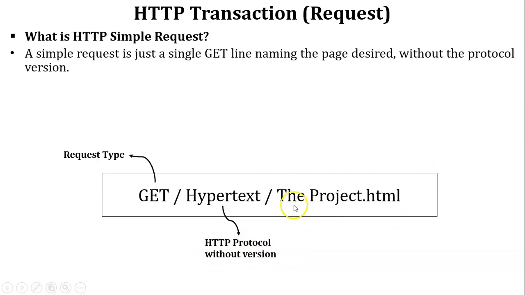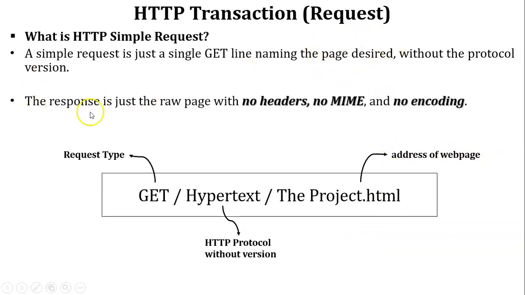And the next is project.html. It means it is the address of the web page, or we can say the page requested by the client. Next, the response is just the raw page with no header, no MIME and no encoding. In the previous slide, we saw the HTTP request message format. In that format, a header is there. So whenever an HTTP simple request is sent from client to server, at that time there is no header.